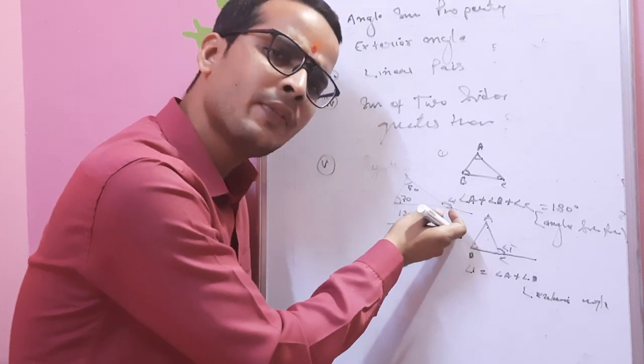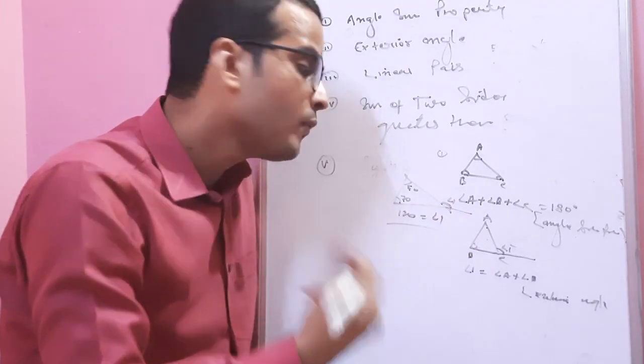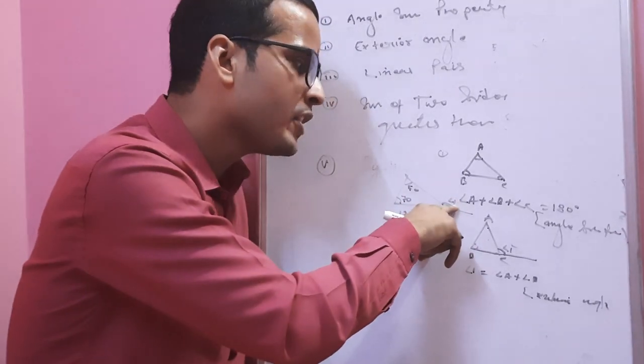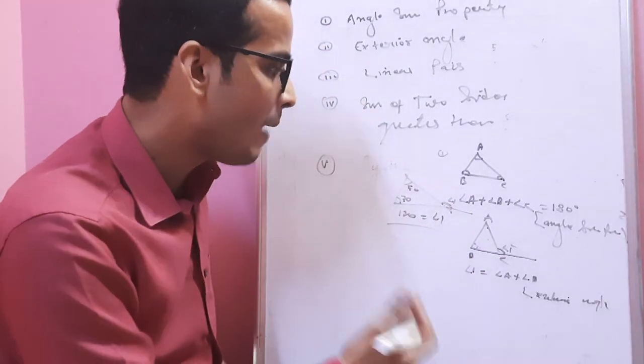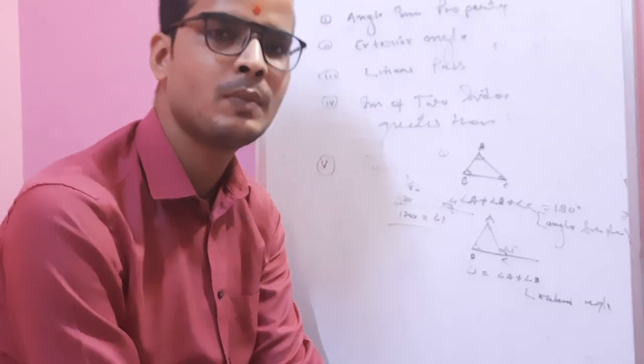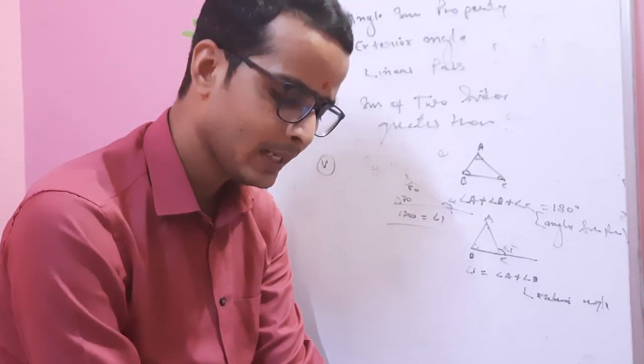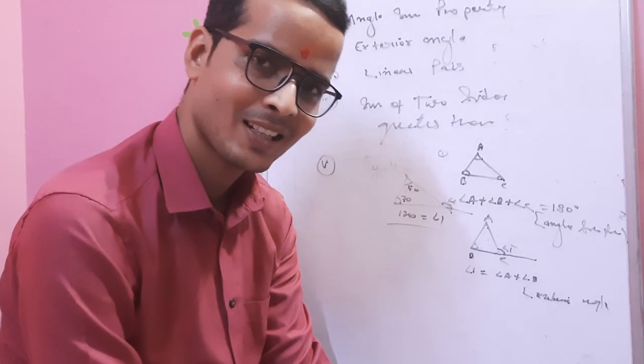If the exterior angle is given and you have to find one of the interior angles, you can just subtract the other interior angle from the exterior angle. So with the help of this, you can solve these kind of similar problems. Okay, is it easy? Yes.